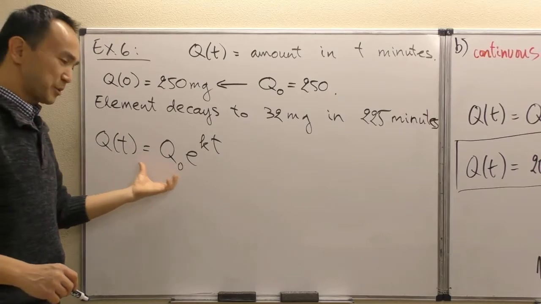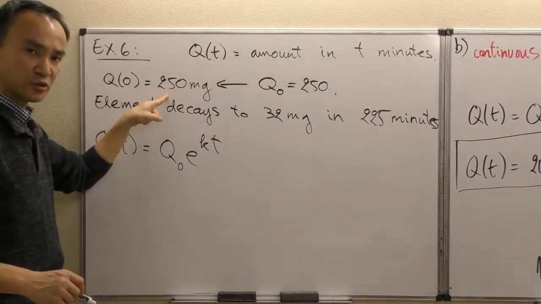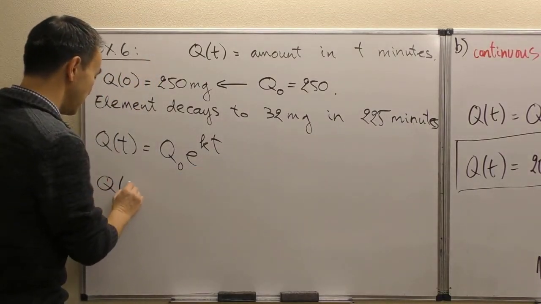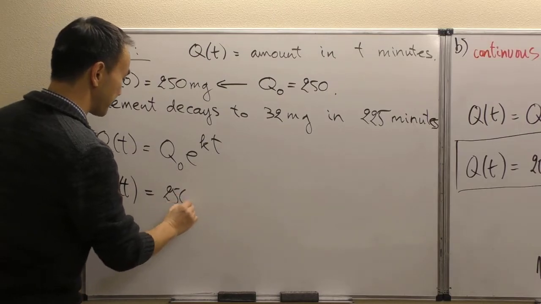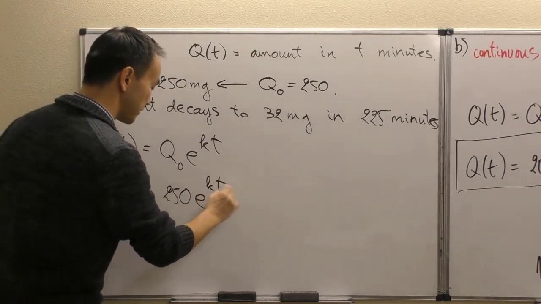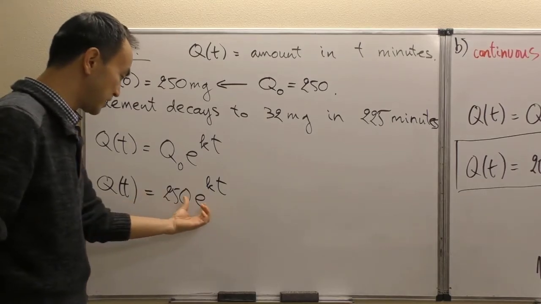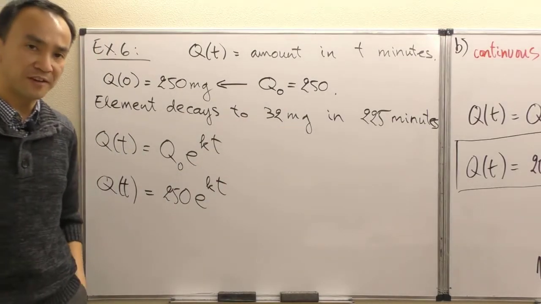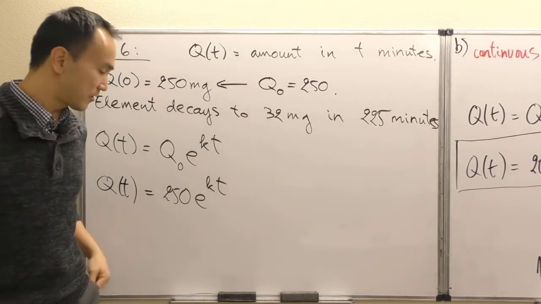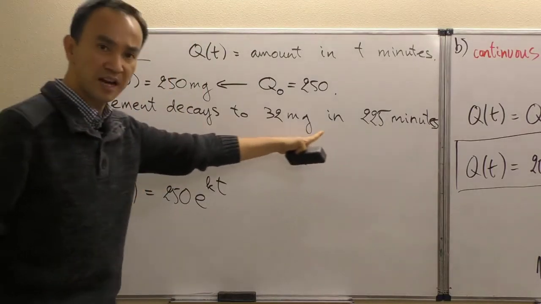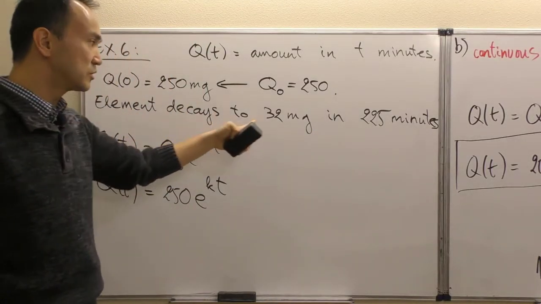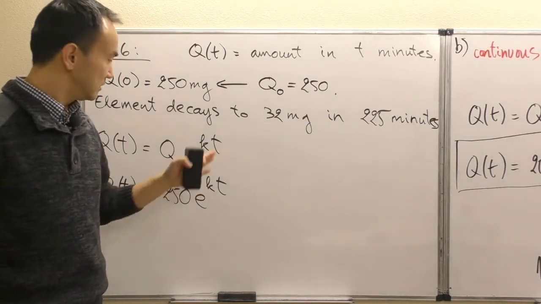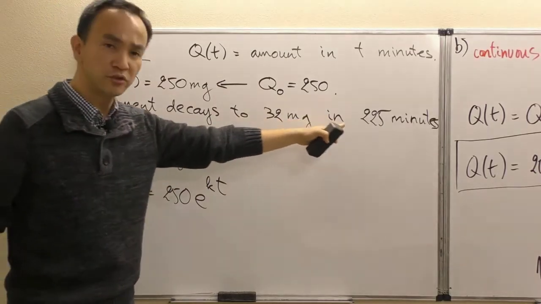So now in this particular problem, the initial amount is 250. So our function Q of t should be 250 times e to some relative rate and t. So 250 times e to the kt, where k is our to-be-found relative rate, our to-be-found continuous decay rate. All right, and what's useful about this statement I put on the board? The element decays to 32 milligrams in 225 minutes.